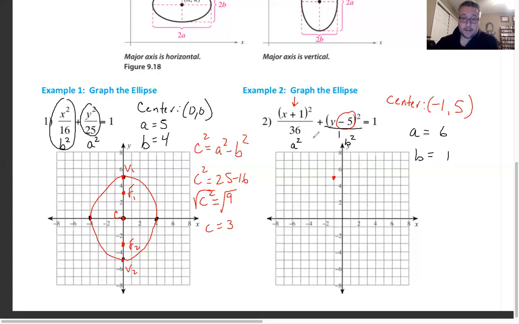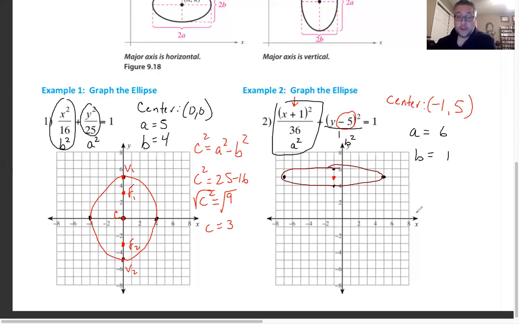So notice that the bigger denominator, a squared, that's attached to the x fraction. So x is horizontal. So that means from here I go horizontally or over 6. 1, 2, 3, 4, 5, 6. And also from that center point to the left, 1, 2, 3, 4, 5, 6. And then my b value was 1. That was attached to the y. So that's vertical. So that's up 1, down 1. You'll notice that this is a very, very skinny ellipse. And you can imagine that the eccentricity would be closer to 1 because it's more oval in nature.